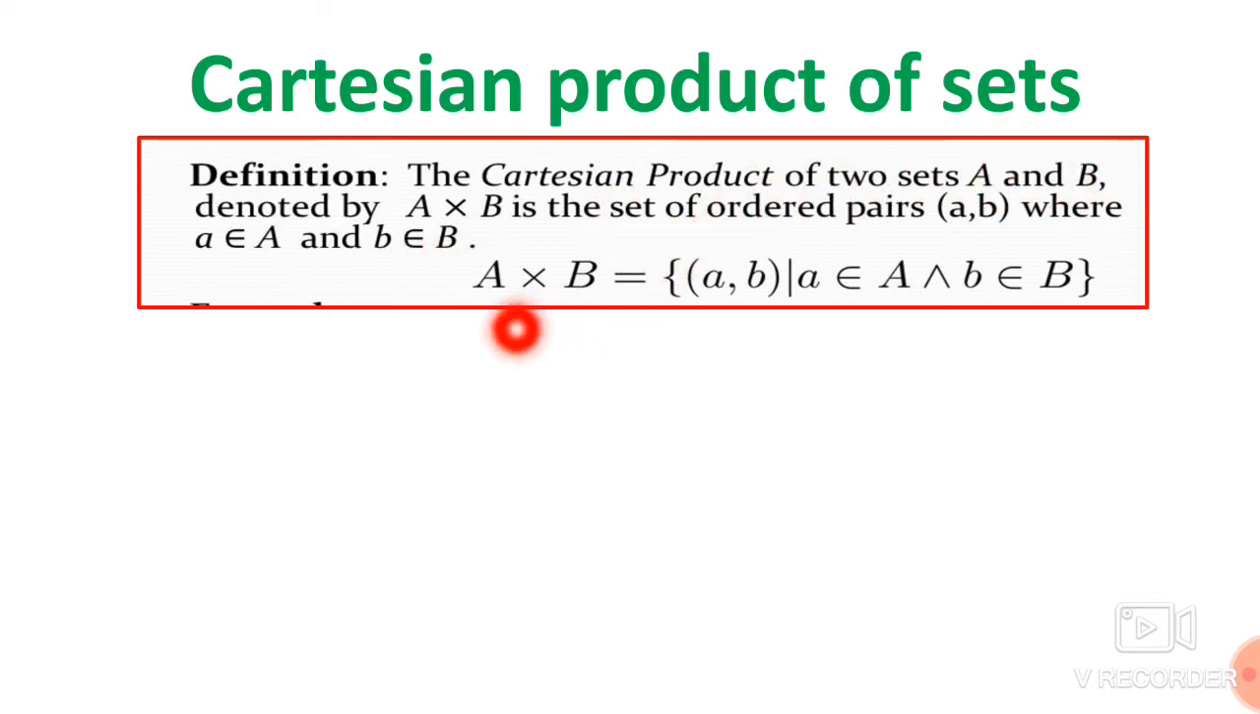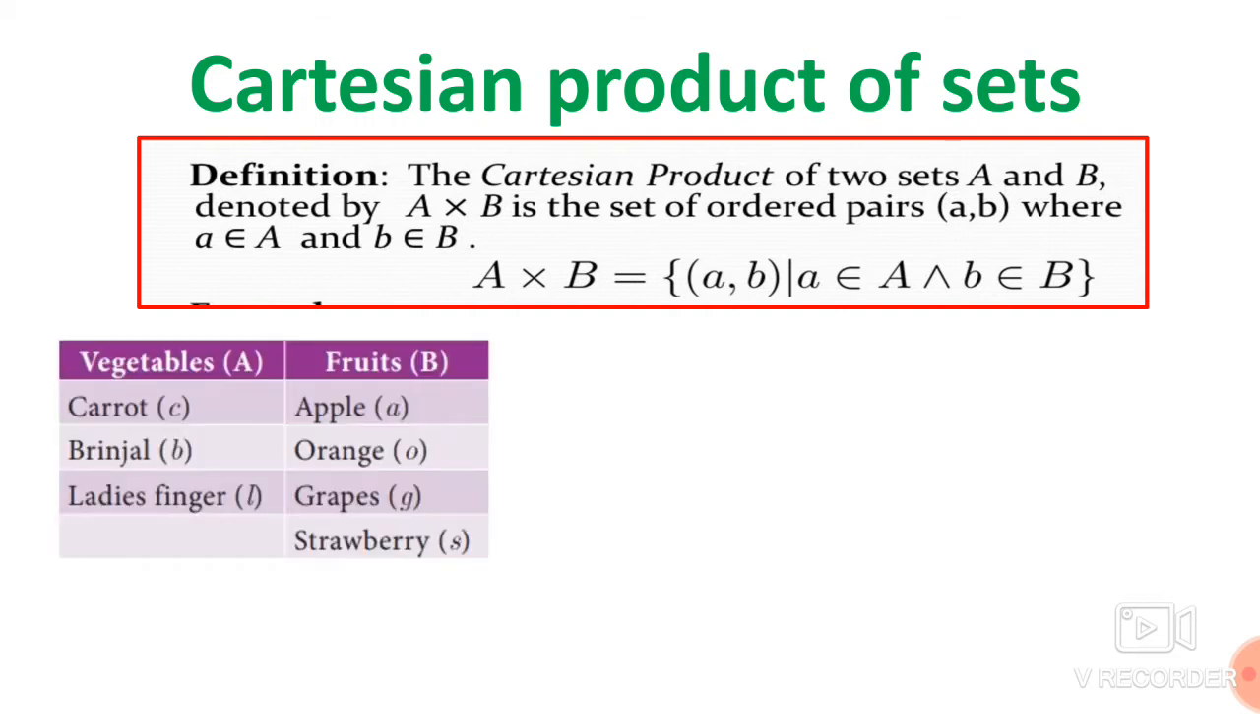Okay, we can write it as A cross B equals the set which contains the ordered pairs. Ordered pairs are written in small brackets with a comma separating both the elements: (a, b) such that a belongs to the first set, which was taken as set A, and b belongs to set B, which is taken as the second set. Cartesian product is basically the pairing of the elements of two sets.